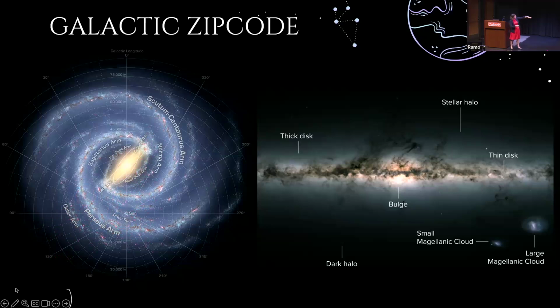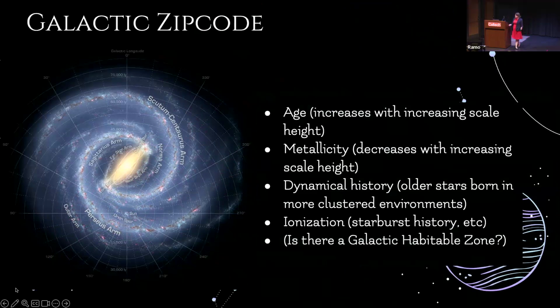Now look at a cross view. Here's a view to the center of our galaxy. There's the galactic bulge. There's a thin disk of the youngest, most metal-rich stars. There's the thick disk of the older, more metal-poor stars. And then the halo, which is the oldest generation of stars and the most metal-poor. Now, we've already just gone through a bunch of things that affect planets. And these all change as a function of your galactic location. So age increases with your scale height above the galaxy.